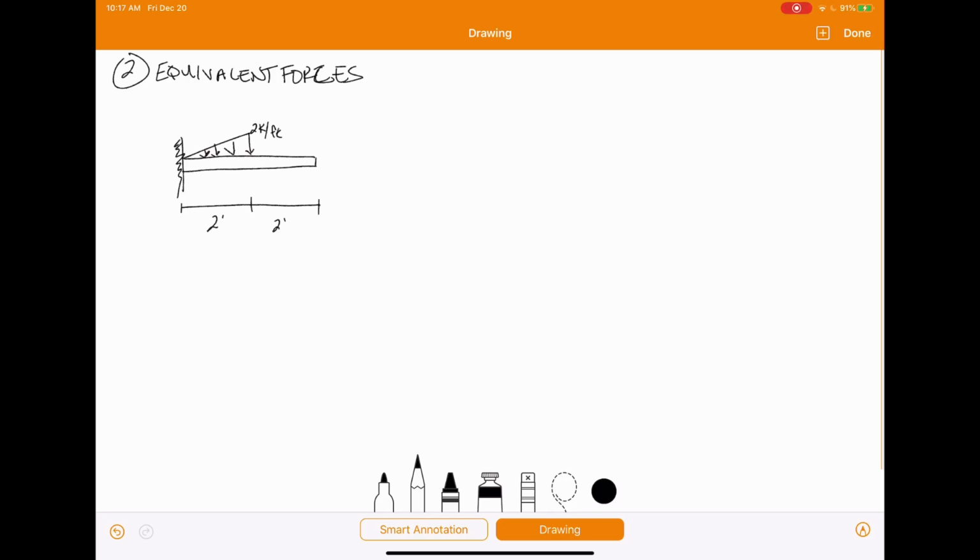If we wanted to find the equivalent force acting on that, we just need to come up with that force right there. So we're going to take that distributed load and make it as if it were 1 point load acting on the beam. And how you do that with distributed loads, you're just going to take the area under the curve of your distributed load. So the area of a triangle is 1/2 base times height. If you had a rectangular distributed load, it would just be base times height.